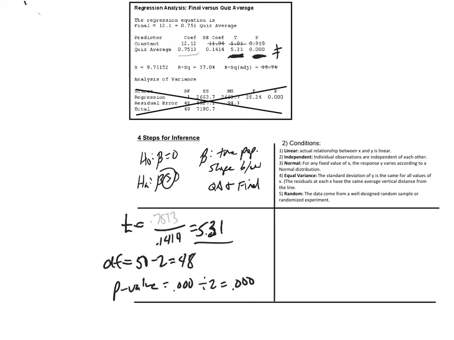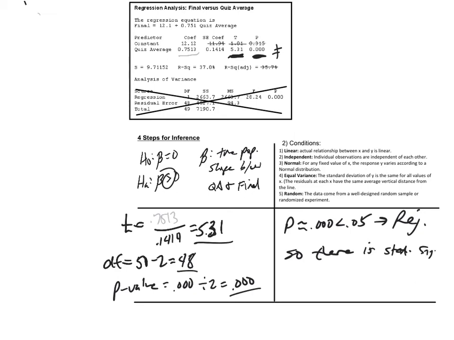Okay, so we've got the big three: test statistic, degrees of freedom, p-value, and again, our p being 0.000 is less than 0.05, so we reject the null hypothesis. And again, I'm just giving you a brief version here. So there is statistically significant evidence of a true linear relationship between quiz average and final.